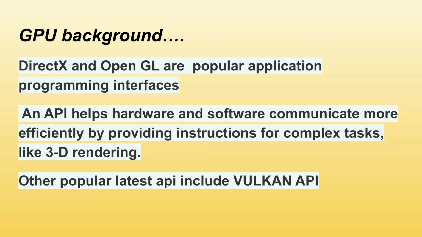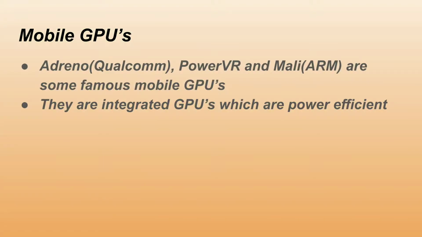OpenGL is popularly used in Android mobile phones. OpenGL is a graphics API which is used in Android mobile phones. There are other popular graphics APIs, which include the Vulkan API. Hope you have come across that name. As I already mentioned earlier, GPUs are also available on mobile phones. With the advancements in technology, nowadays we are able to play PC-like games on our mobile phones, like PUBG, Asphalt, Call of Duty, etc.